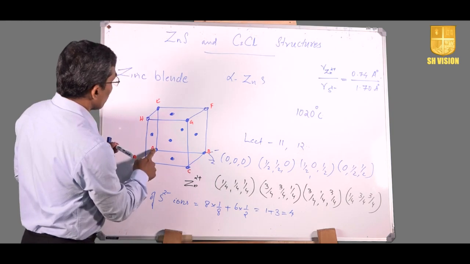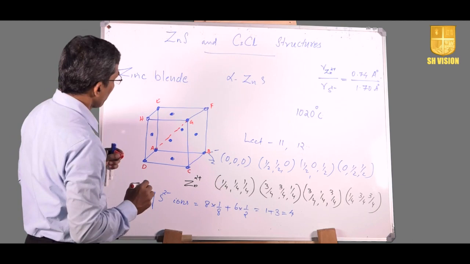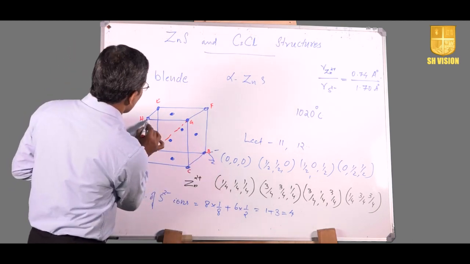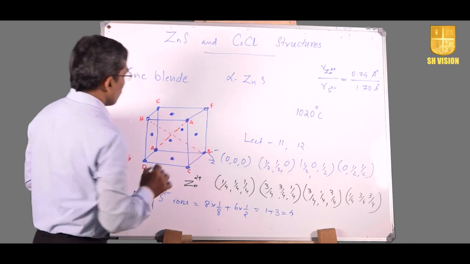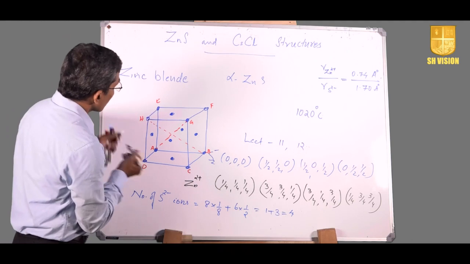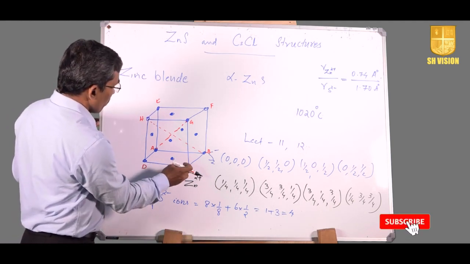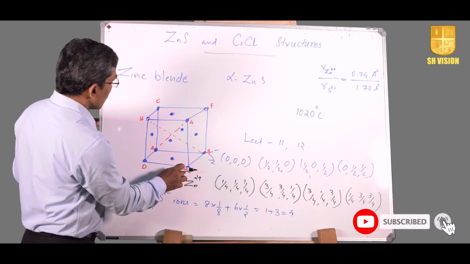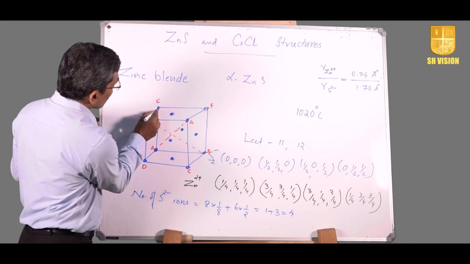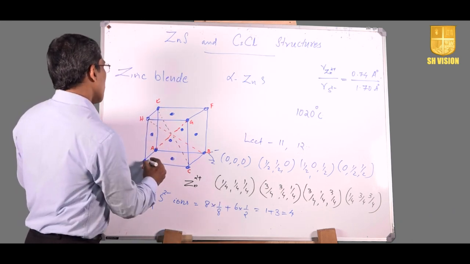The first body diagonal will be from A to G. Then another body diagonal is from B to H. Then 2 more body diagonals: one is from C to D, that is, the bottom front corner point to the top back corner point. So this is another body diagonal and this is another body diagonal.